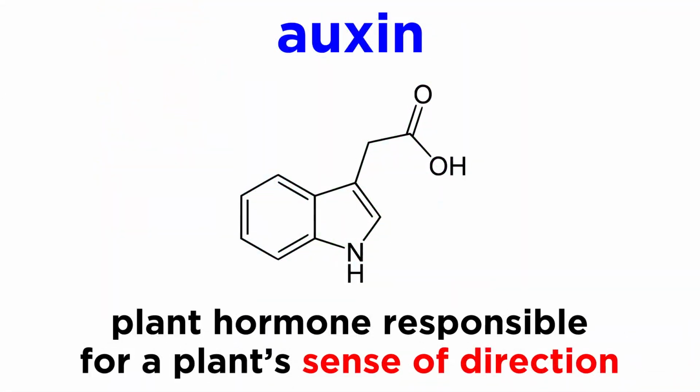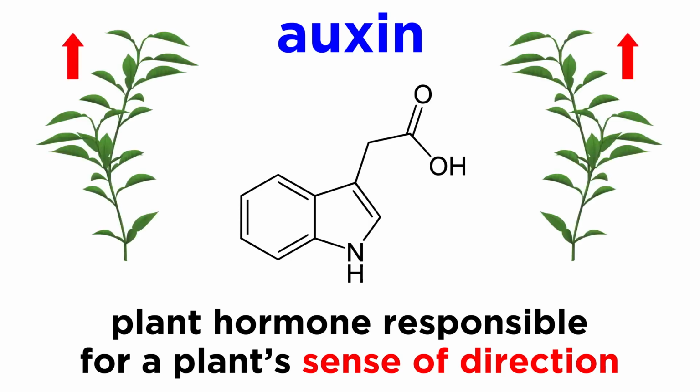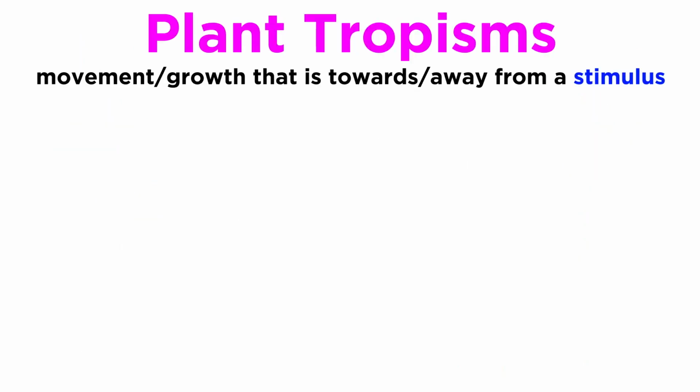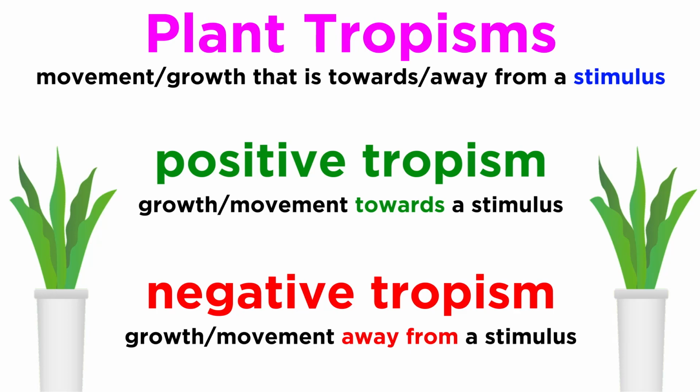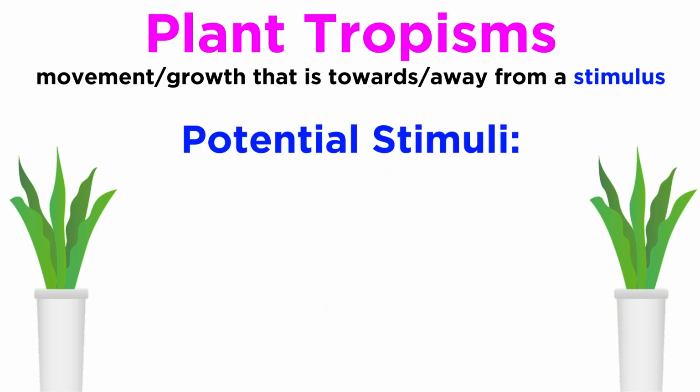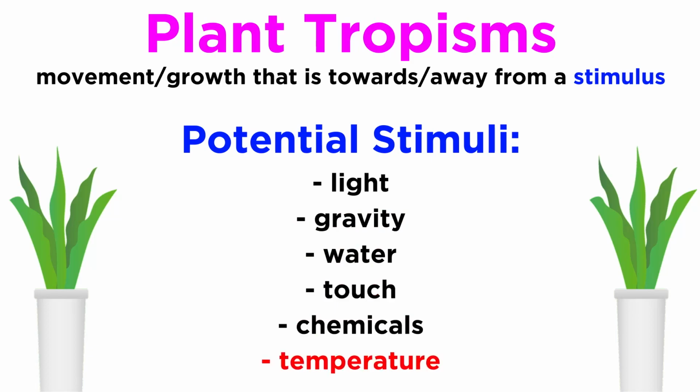Earlier in this series, when we learned about plant growth, we mentioned a plant hormone called auxin, which allows plants to possess a sense of direction. Auxin, along with several other chemicals found in plants, is responsible for plant tropisms, which means movement or growth towards or away from a stimulus. A positive tropism is growth or movement towards a stimulus, and a negative tropism is growth or movement away from a stimulus. The stimuli that plants react to can include light, gravity, water, touch, chemicals, and temperature.